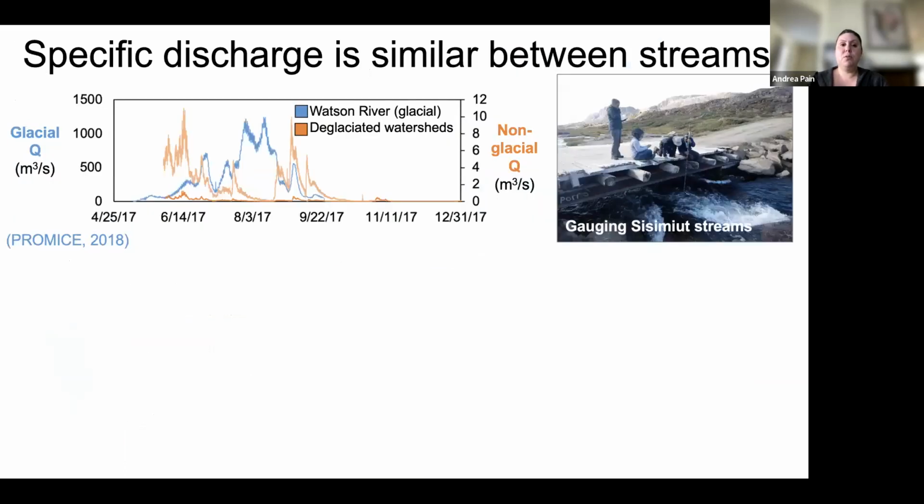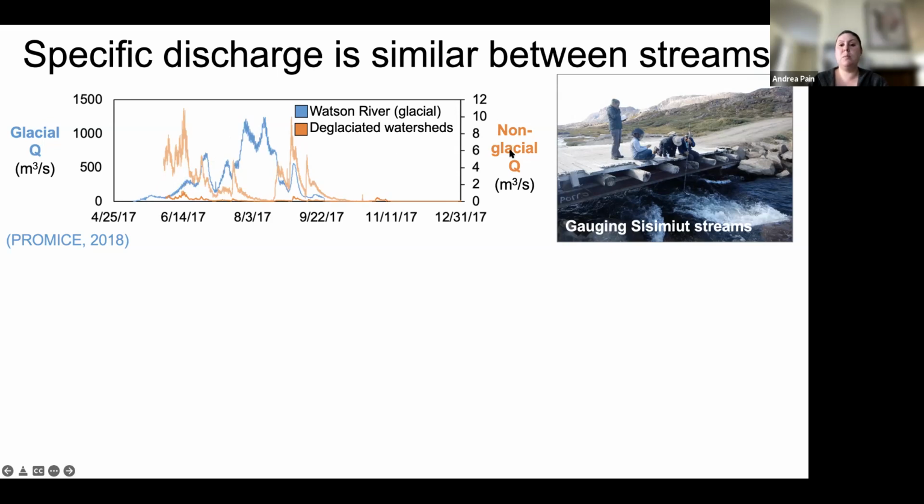So the first thing we need to do in order to think about how these landscapes are contributing water and solutes to the coast is to estimate how much water is flowing through these systems. Here I'm showing hydrographs, or discharge over time, from the glacial Watson River on the left, compared to two non-glacial streams in the southwest transect. The main point I want to make is that there are several orders of magnitude more water flowing from the Watson River than from any of these individual non-glacial streams.